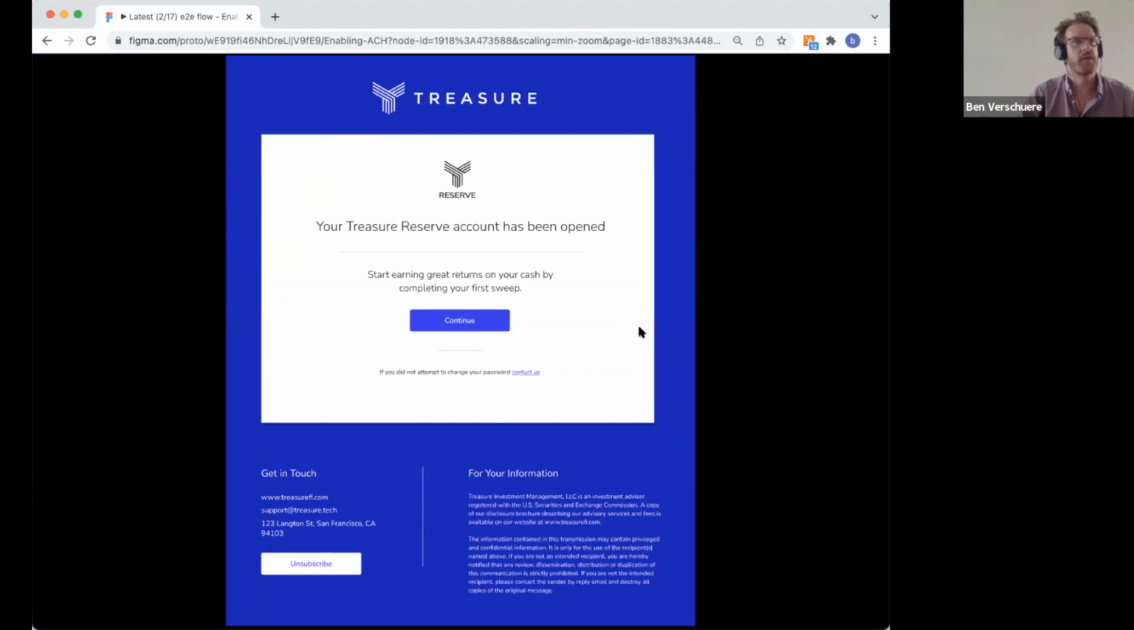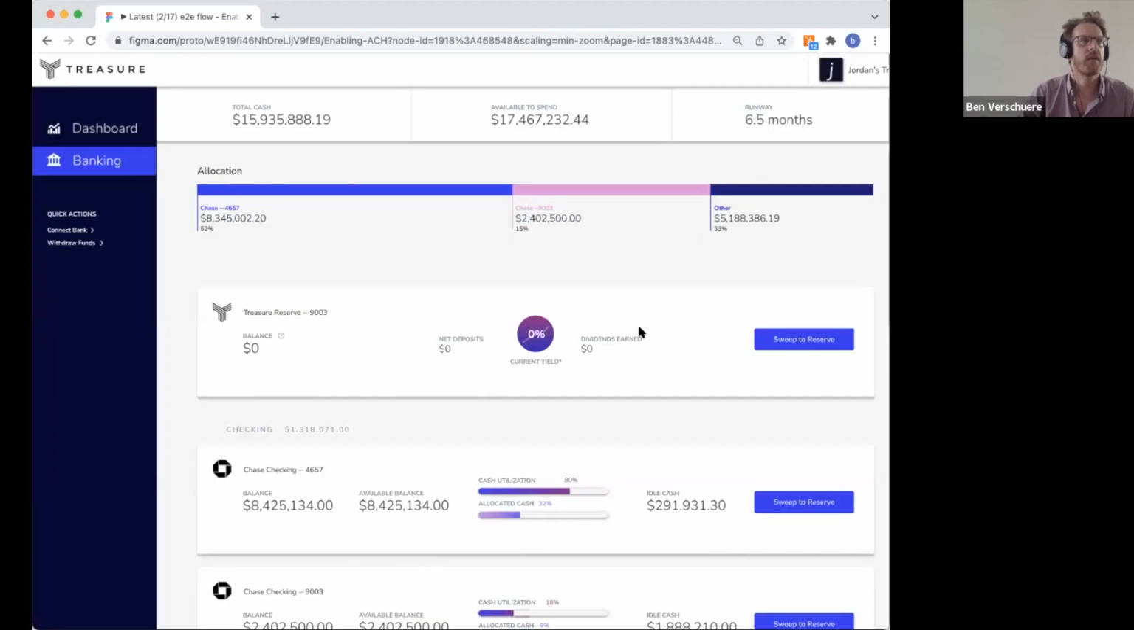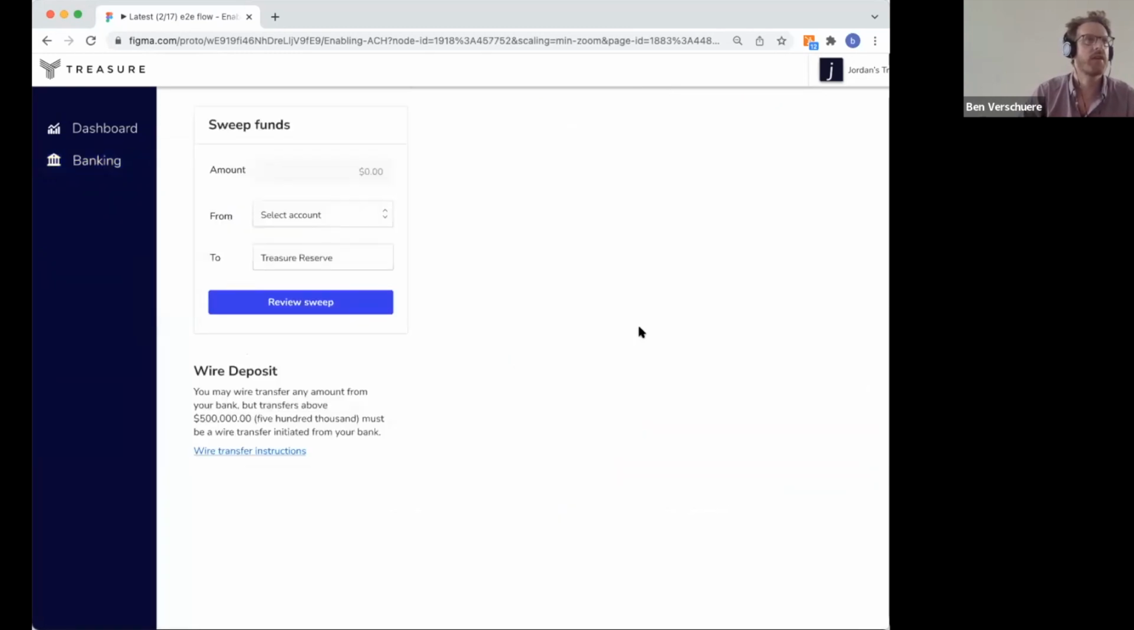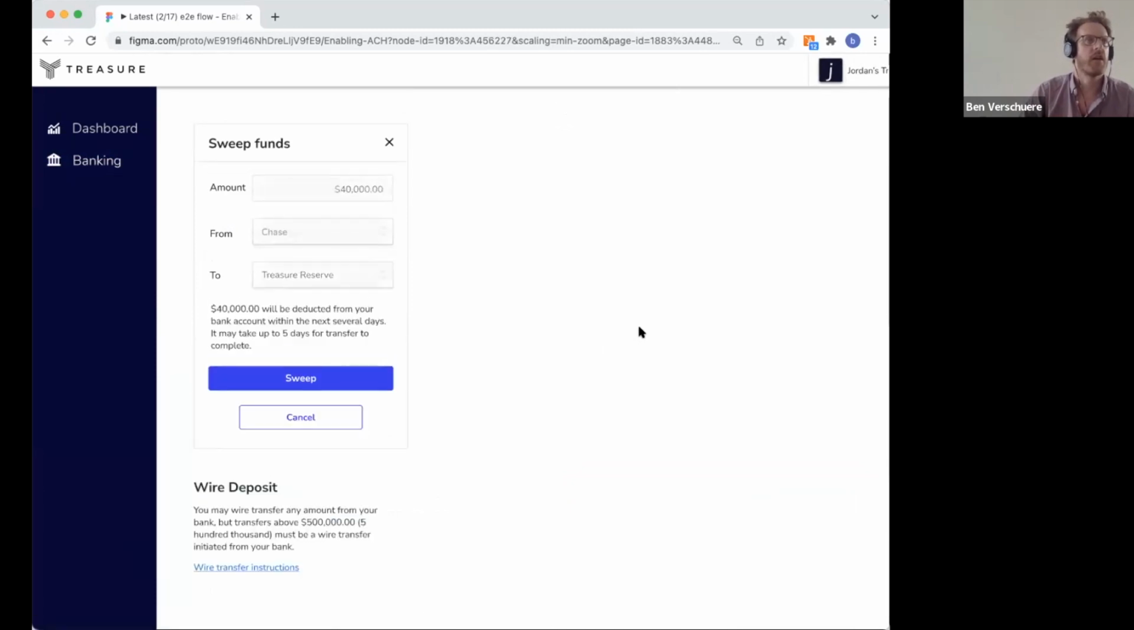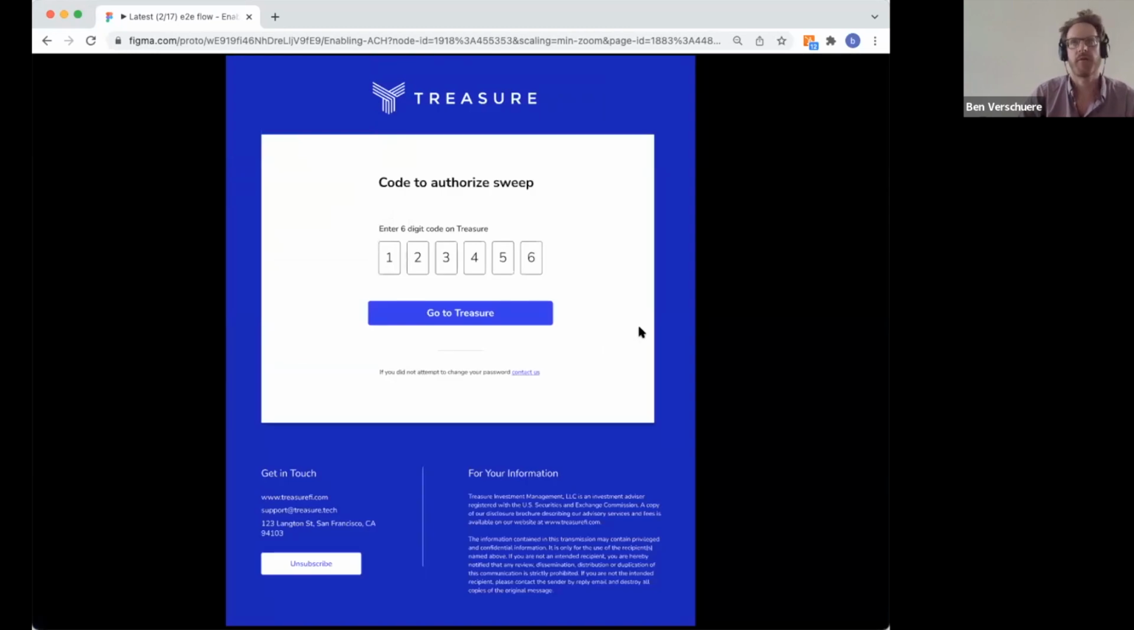Then in the background, as I was mentioning, our custodian, Apex, opens an account on their side. We send an email when that is done, typically within 24 hours. The customer can now go back on the platform and move money from their bank account to their Treasure Reserve account, which is the account we have opened with our custodian. It's super easy to do that. We do that with ACH for up to $500,000. The customer selects how much money they want to move in, from which bank accounts. And we do a quick MFA for security reasons.